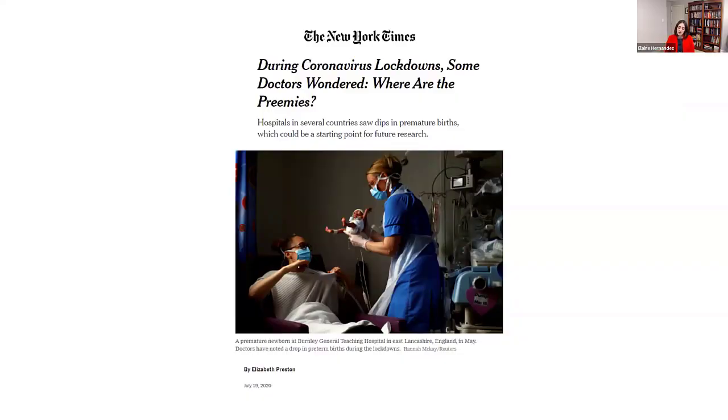One piece of information that we can look at, most recently, is evidence, as with prior pandemics, that individuals who are pregnant have a higher rate of complications. They are more likely to have a spontaneous abortion, stillbirth, or other problems during pregnancy. And this is a piece from the New York Times in the middle of the summer. During the coronavirus lockdown, a number of obstetricians and gynecologists were noticing that there were not as many preemies.